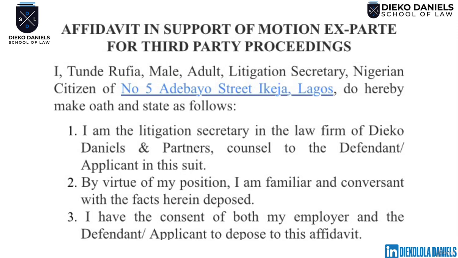Do hereby make on oath and do what? And state as follows. Now, you then have the 3 layers. Who is the person that is deposing to this affidavit? A litigation secretary. If it is a person other than the claimant or the defendant, then there are 4 layers that it is non-negotiable that you must have, right? 4 layers, that is 4 paragraphs.